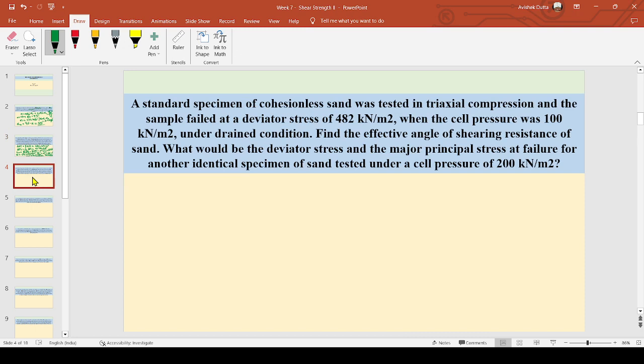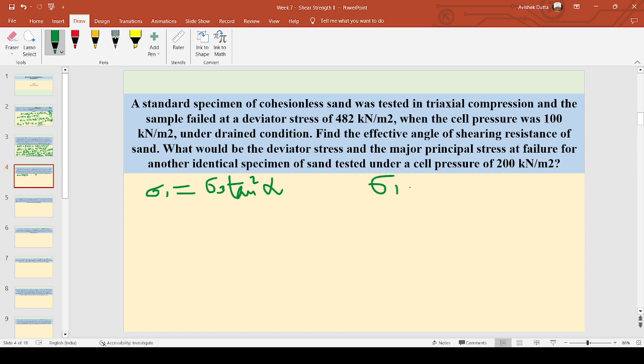In this question also, we have been given a deviatoric stress of 482, and the sigma 3 cell pressure is initially given as 100. Cohesionless sand is given, so C equals 0. Now the equation is sigma 1 equals sigma 3 tan square alpha plus 2C tan alpha. The 2C tan alpha term will not come into consideration because C is 0.